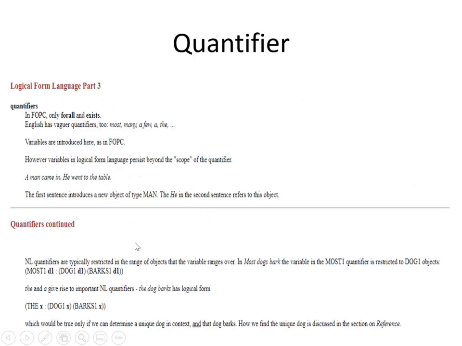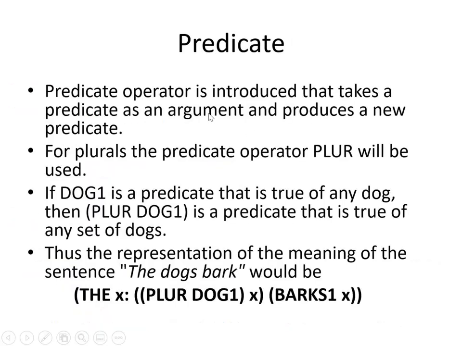So the same thing is represented here as quantifiers. Now we will see the predicate. A predicate operator is introduced that takes a predicate as an argument and produces a new predicate. We have seen the predicates, but a predicate can have one more predicate. That predicate could be to represent the singularity or plurality of the operator. So for representing plurals, the predicate operator is plur.